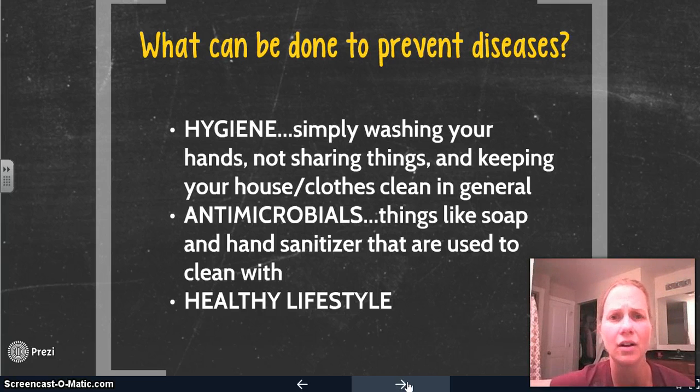If soap and water are available, a little bit of warm water and soap will do you a great bit of good. But if you are absolutely positively out of soap, hand sanitizer would not be a bad choice. Be healthy. Eat right, exercise, get a good night's sleep, keep yourself clean, and that's going to help keep you nice and safe and prevent you from getting diseases.